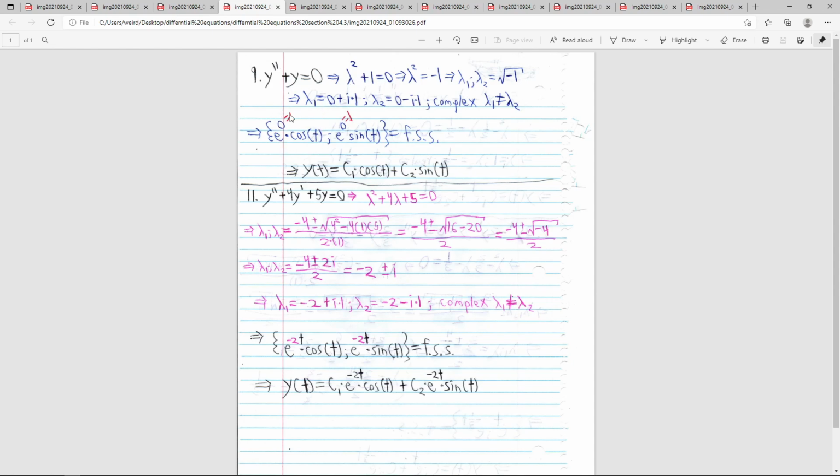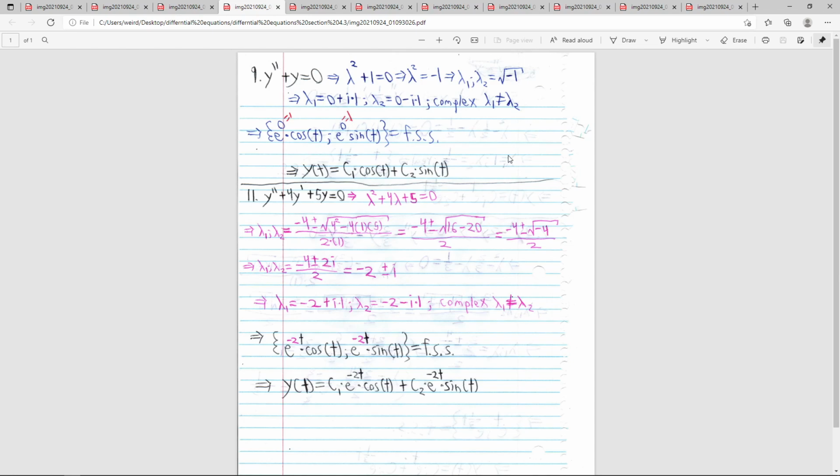So it's e to the 0 because it's e to the at, so a is 0, so it's just e to the 0 for them. And it's cosine and sine of b times t. b is 1. So this is one of the most simple fundamental sets of solutions. It's literally just cosine of t and sine t. So it's c1 times cosine t plus c2 times sine t, and that's a very good start to this type.